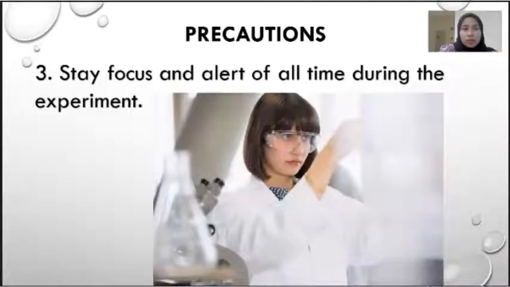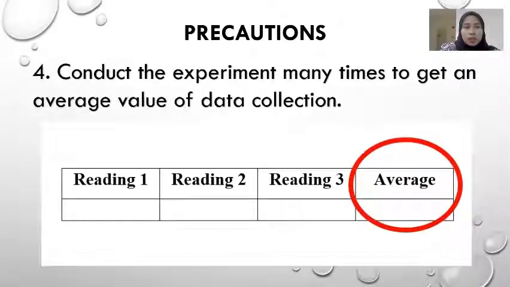Third, precaution is to stay focused and alert at all times during the experiment to ensure this experiment can be done successfully. And lastly, conduct the experiment many times to get an average value of data collection. So from the data that we collect, we can get the average value.